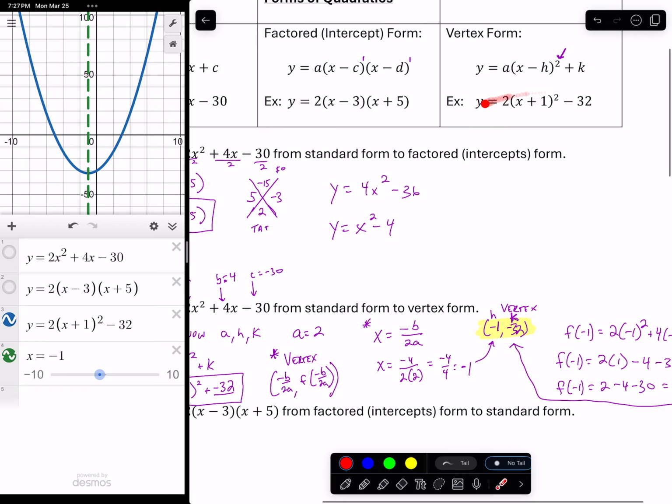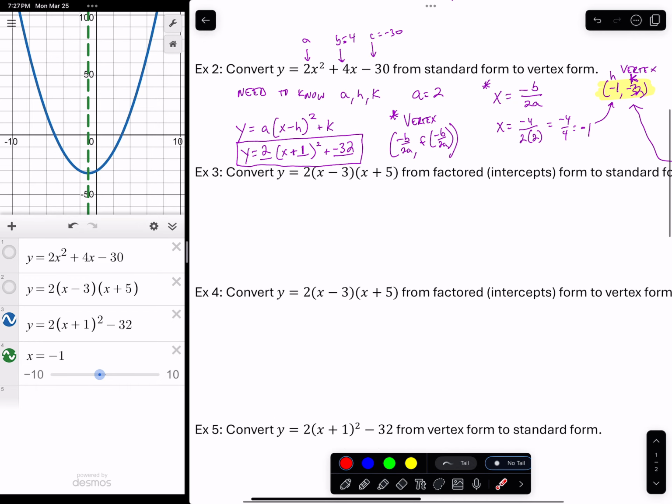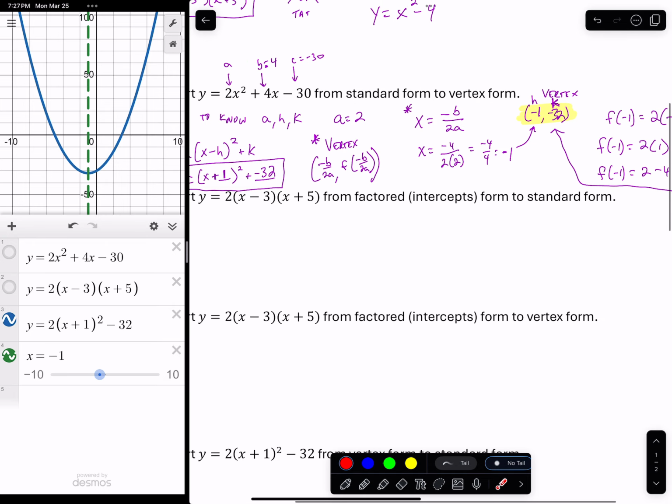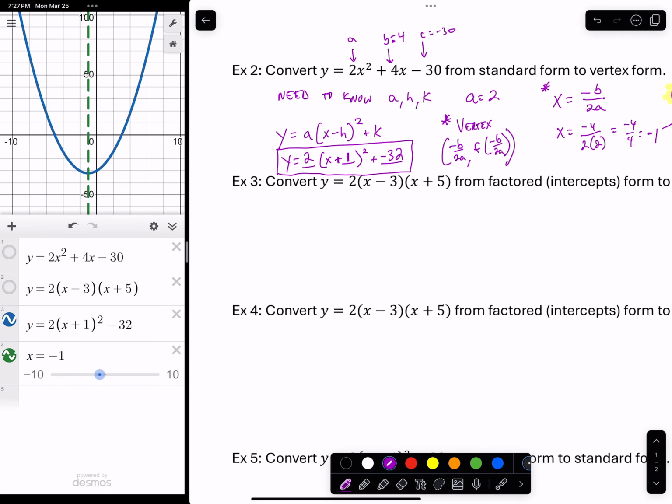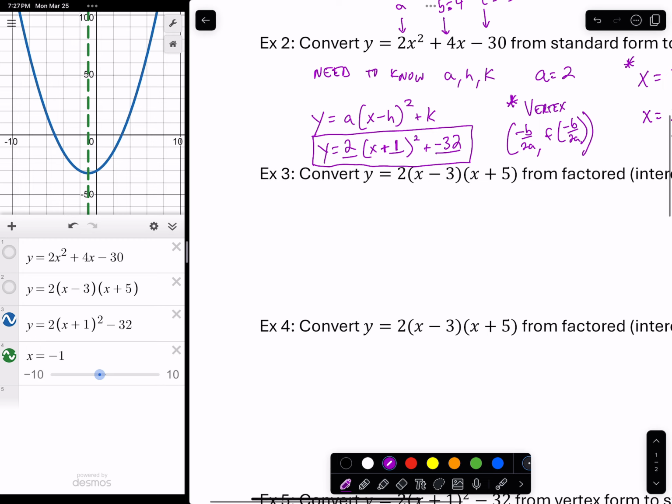Over here. All right, now we're going to go from factored form to standard form. Okay, so if it's already in factored form and you want standard form, you basically just multiply everything out.